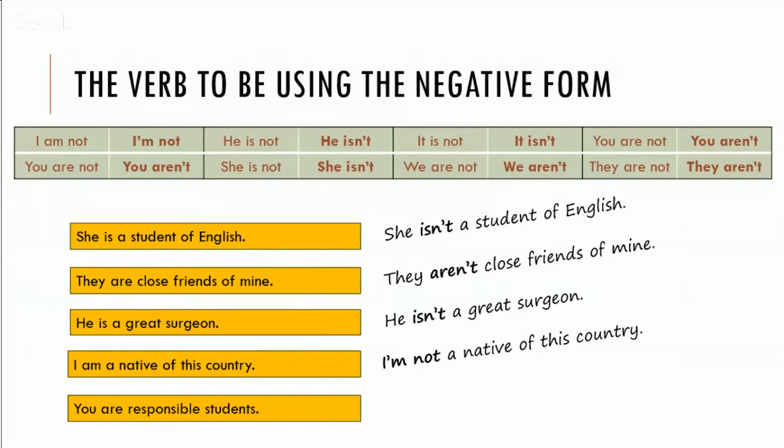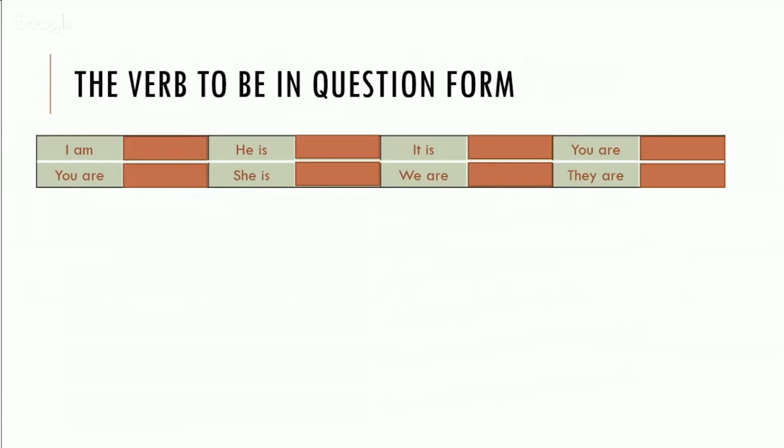Very good. You aren't. You aren't responsible students, but that's not true. You guys are responsible students, but that's the negative form, and that is correct. Good job, guys. Okay, so I'll move on to the next slide right away.